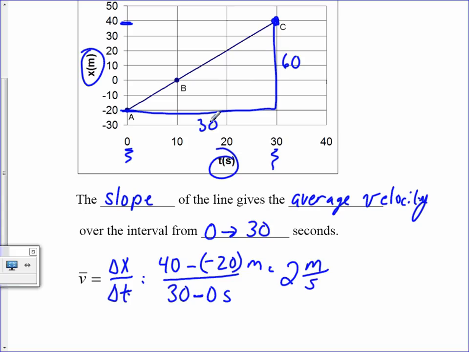The slope of a position versus time graph gives the velocity. Let me write that out in words. Slope of position versus time gives velocity.